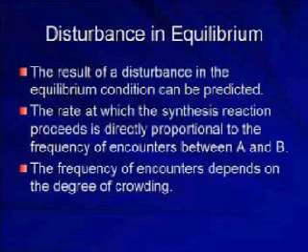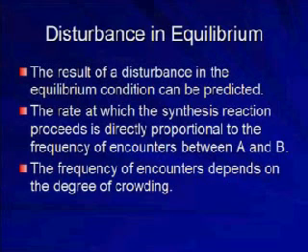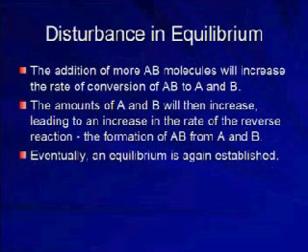But for now, recognize the rate at which a synthesis reaction proceeds is directly proportional to the frequency of the encounters between A and B. The frequency of the encounters depends on the degree of crowding. The addition of more AB molecules will increase the rate of conversion from AB to A and B. The amounts of A and B will then increase, leading to an increase in the rate of the reverse reaction, or the formation of AB from A and B. Eventually, an equilibrium will be established.